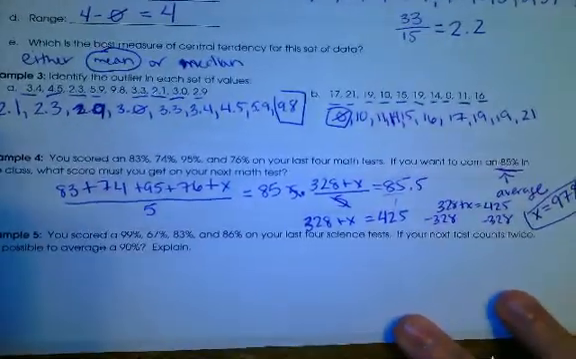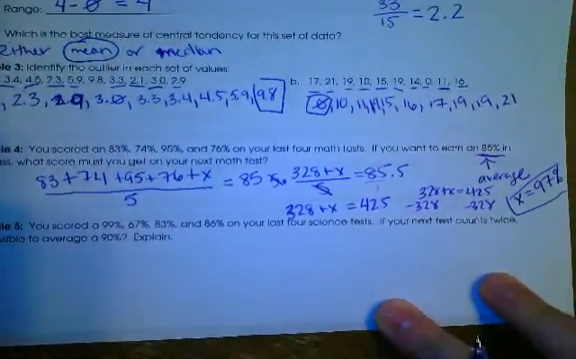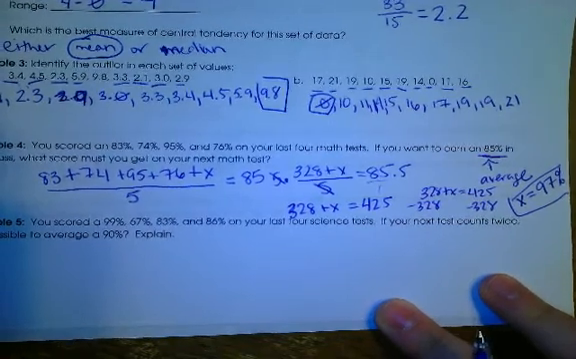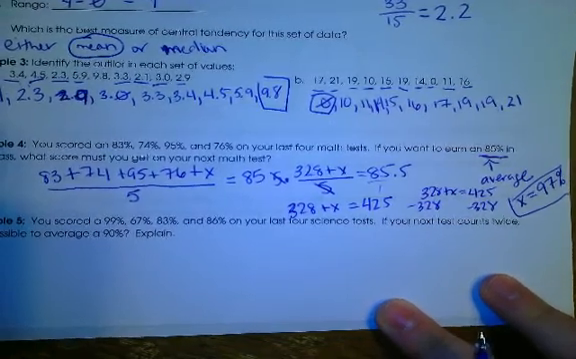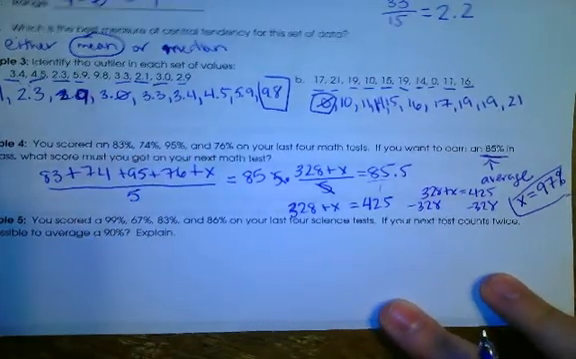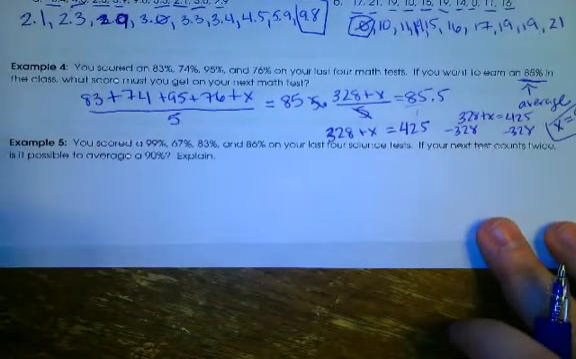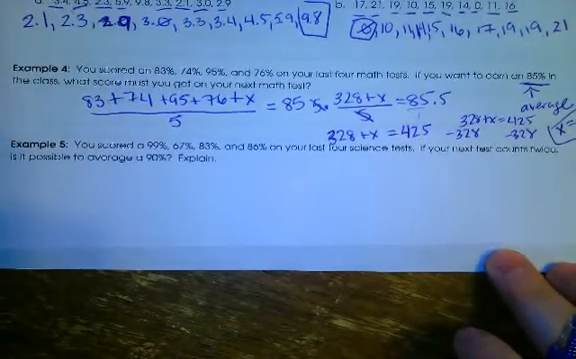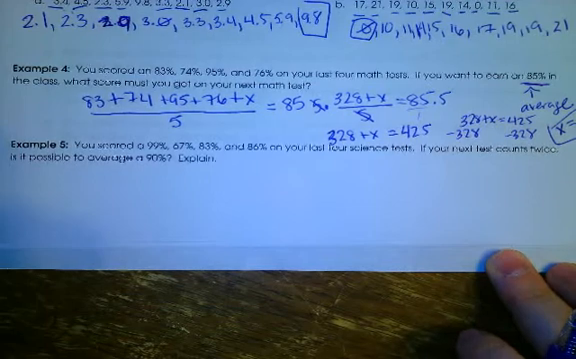What does this mean? This means that I would need to get a 97% on my next math test in order to have an 85% in the class, if these were my first 4 grades. Alright, I want you to try and do number 5 by yourself before you watch me do it. So try and do this one first by yourself.